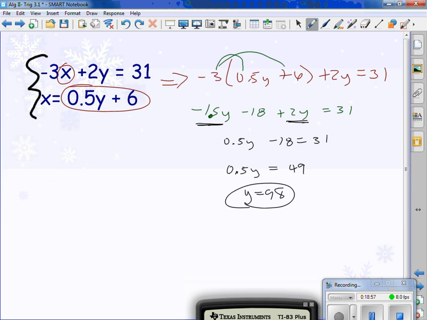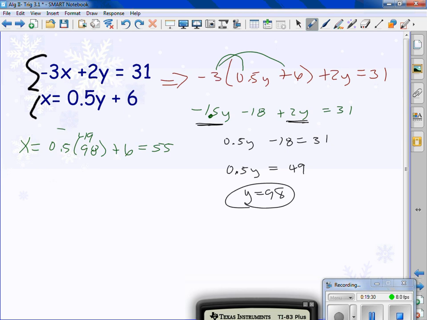Now I need to find x. There's 2 ways I can do this. I can substitute it back into this one or this one. Which one do you want to substitute into, the top or the bottom? Why the bottom? It's shorter. It's already x equals. So x equals 0.5 times 98 plus 6. What's half of 98? 49, plus 6, 55. So my x is 55. My final solution: 55, 98.